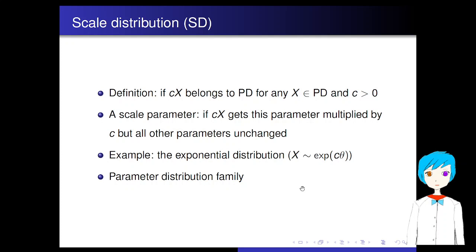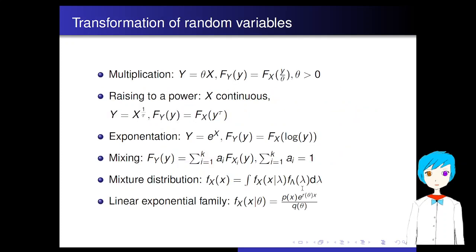We can also raise to a power for a random variable x, which is usually positive. Y is x to the power 1 over tau. So the CDF of y, Fy of y, is Fx of y to the power tau. Exponentiation: we let y be e to the power of x. X is a random variable, so Fy of y is Fx of log y.